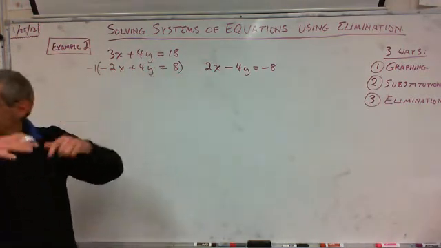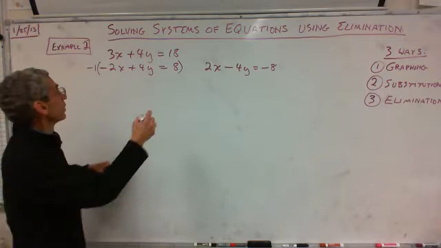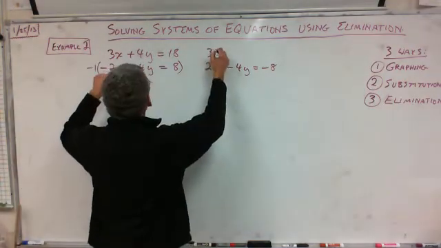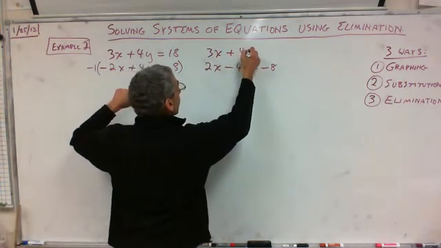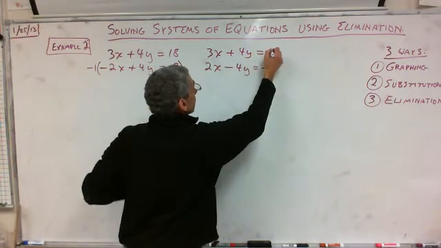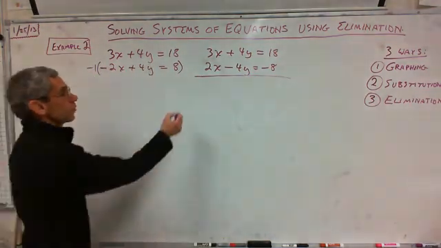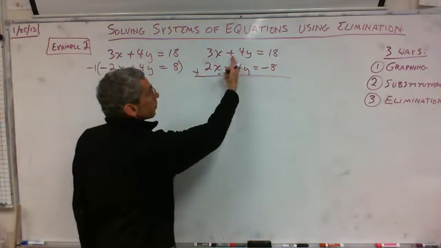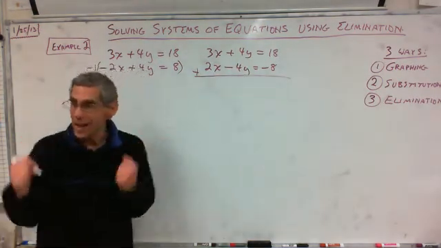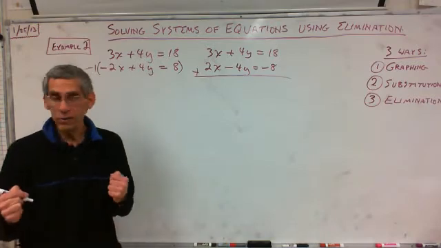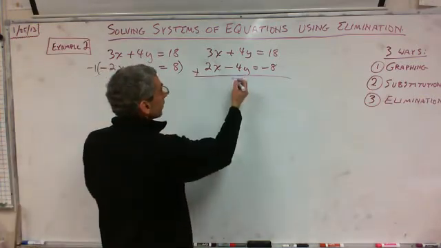And then I'm just going to rewrite this top one right above this, because I need to have them right above it so I can add them, right? It says 3x plus 4y equals 18. I draw a line, and look at that. I'm going to put a plus sign. I notice it's positive 4y and negative 4y. Yes! It's going to be so easy to do now. So I'm going to add them together.